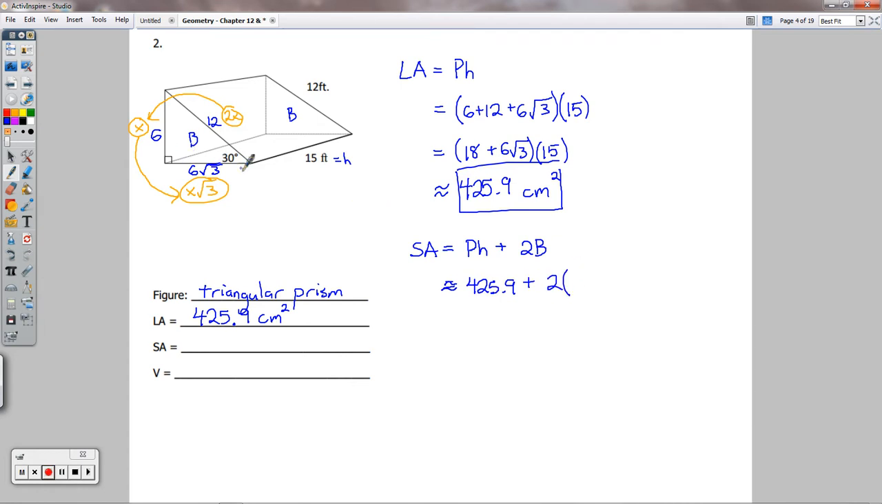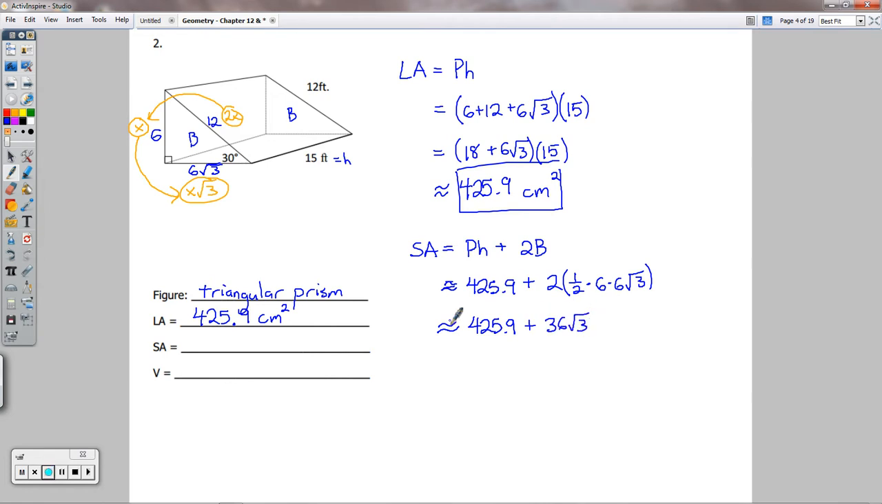The base is a triangle, and the area of a triangle is 1/2 base times height, little b, times little h. The perpendicular parts here are the little b and the little h. So we have times 6 radical 3. This is going to be approximately 425.9 plus, this would be 2 times 1/2 would be 1. So it's just 6 times 6, 36 times the square root of 3.